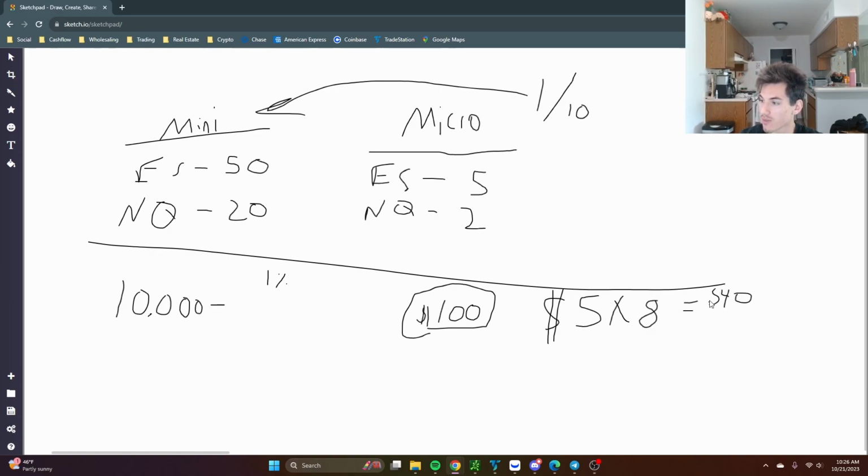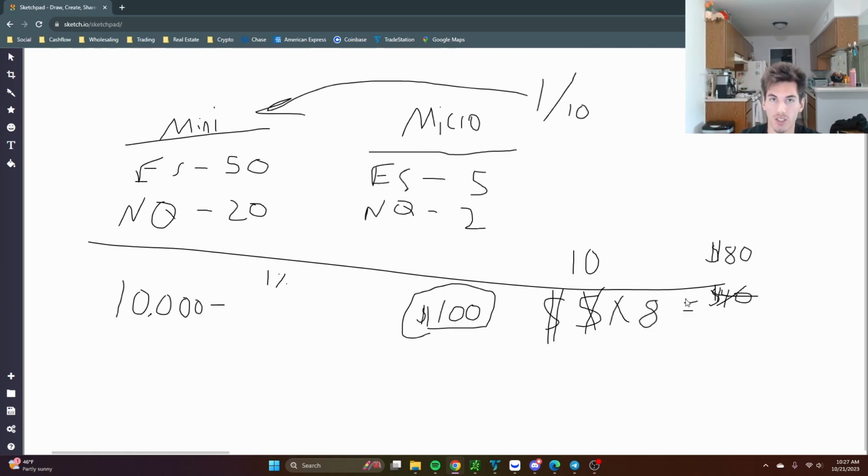$40 of risk. Okay, cool. I need to get this to 100. What could I do? Okay, let's just take 2 micro contracts. So now instead of 5, that's 10. And this becomes now $80 of risk. Okay, cool.